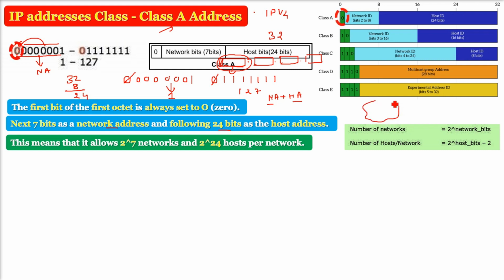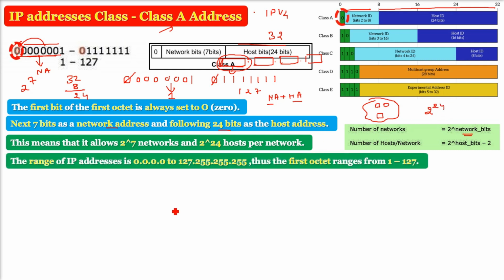These 24 bits are for the host address. Please remember the IP is uniquely identifying your system on a network or in the universe actually. So how many networks can be formed? 2 to the power 7. The formula can be seen here. And how many hosts per network? That is, these many networks can be there, and these many gadgets can be there inside one network. So it can be 2 to the power 24. This is class A address.